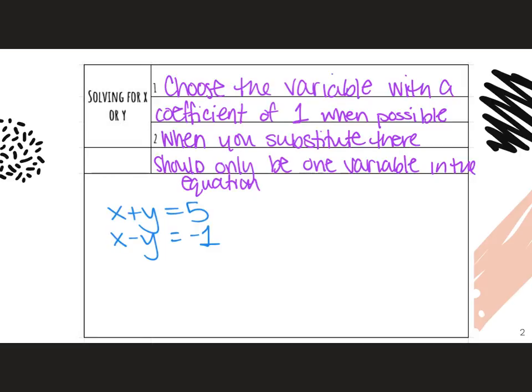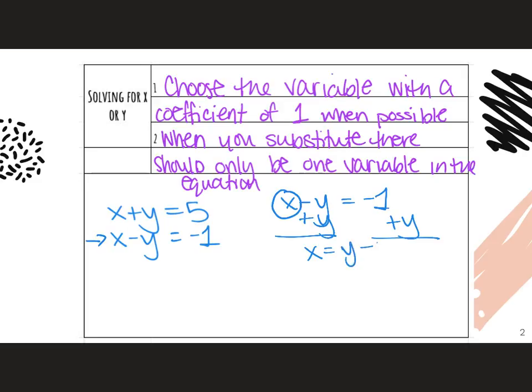So let's take this second equation, and let's solve for x. So I want to get the x by itself. I'm going to rewrite it over here. x minus y equals negative 1. I want to get this x by itself, so I'm going to add a y to both sides. So I'm left with x equals, I'm going to rewrite the variable first, x equals y minus 1.